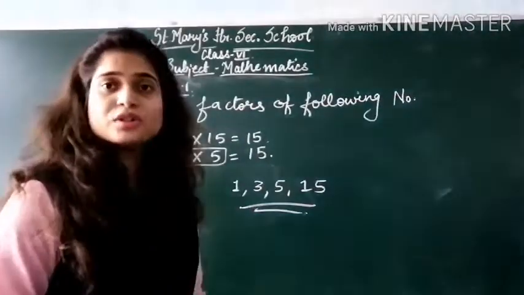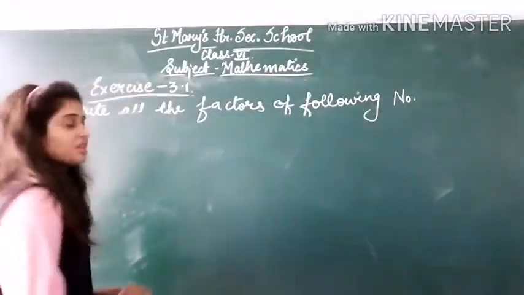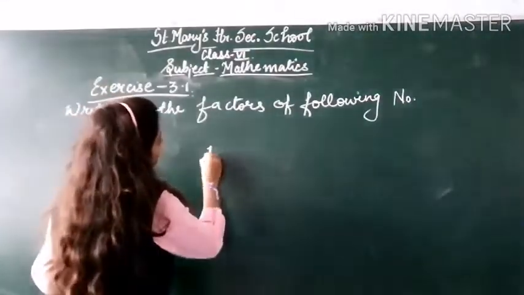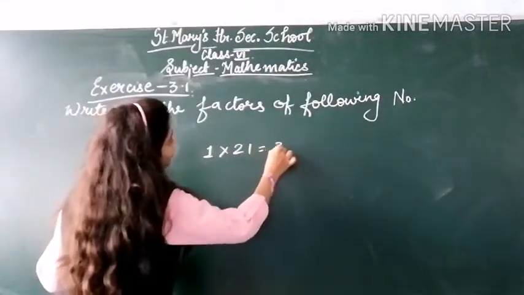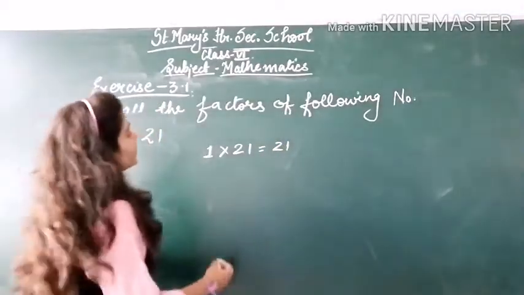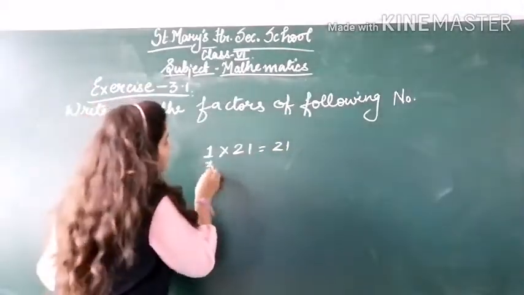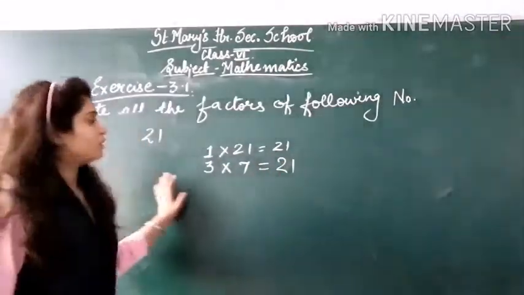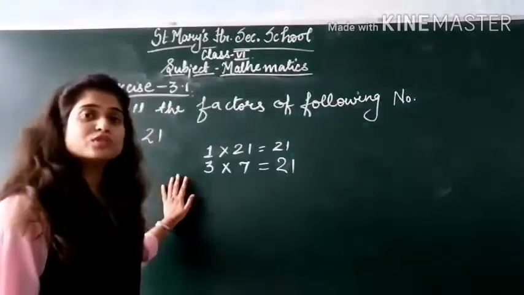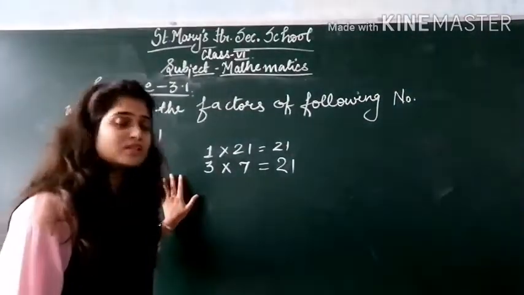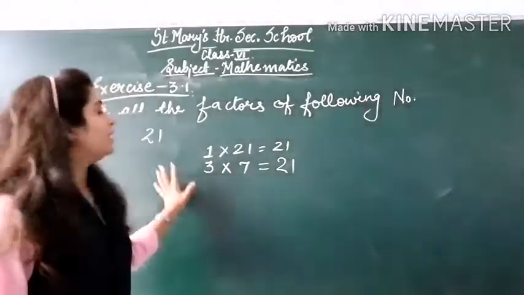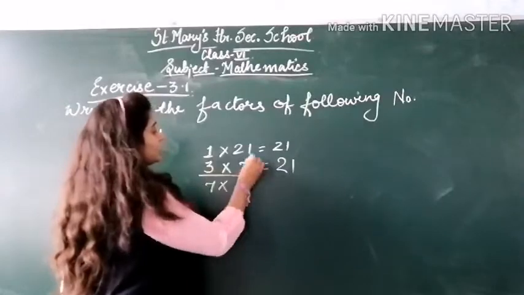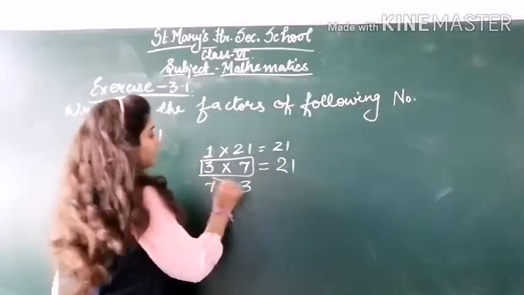Let us see one more question. Question is 21. So 1 into 21 is 21. In 2's table 21 does not come, and in 3's table 21 comes 7 times. 3 into 7 is 21. Now in 4's table 21 does not come, and 5's table and 6's table 21 does not come. It comes in 7's table. So 7 into 3 is 21, but we have already taken 3 into 7. So we will not write this step.